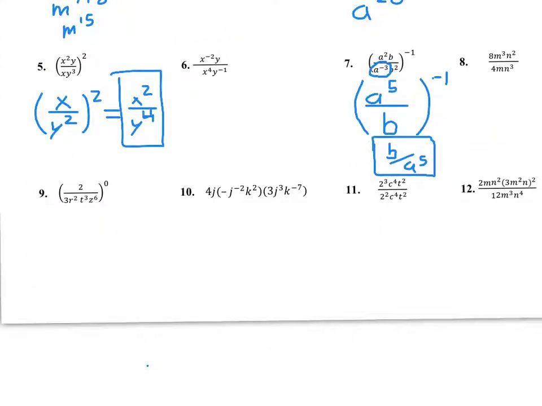Alright, number 9 looks a little complicated, but remember, anything to the 0 power, except for 0 to the 0, is 1. Okay, so on number 11, we have 2 to the 3rd, 2 squared, so there's an extra 2 on top. They both have c to the 4th, so those cancel out. They both have t squared, so the answer is just 2.